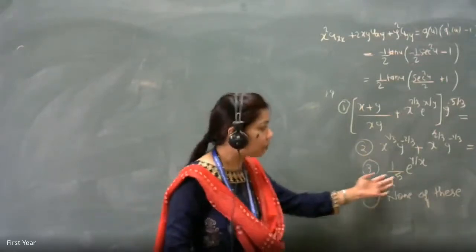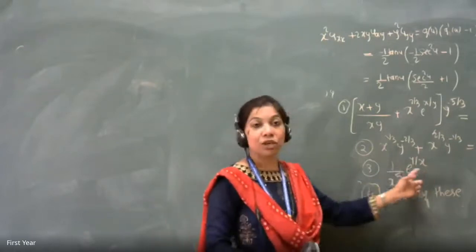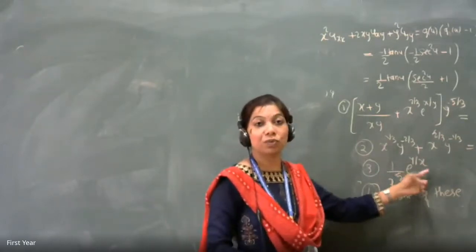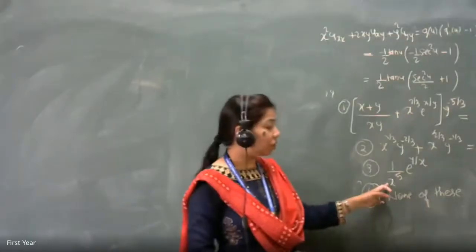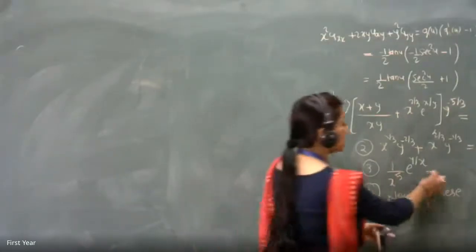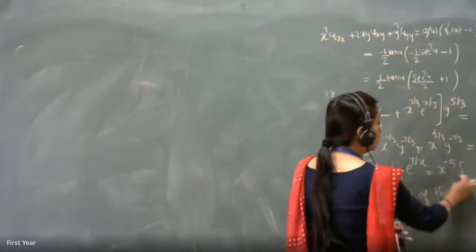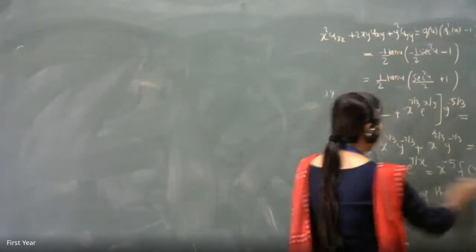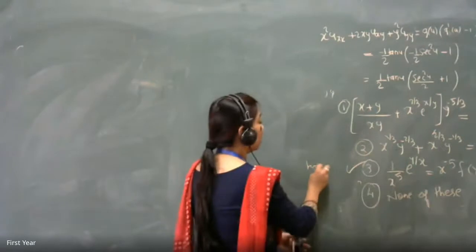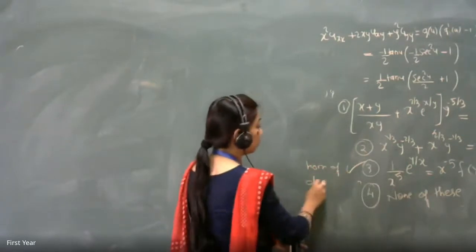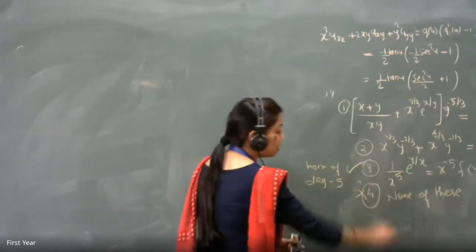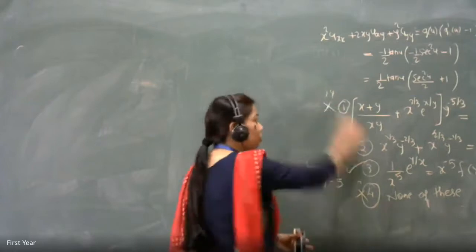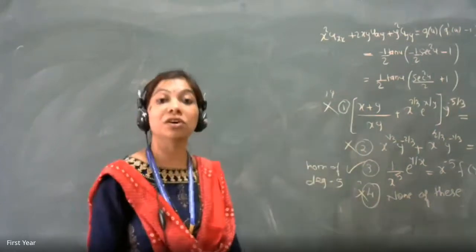This is very simple. This is e raised to y by x. So the degree of this term is 1 minus 1, 0. What is the degree of this? Minus 5. So I can rewrite this as x raised to minus 5 into some function of y by x. Therefore, this is homogeneous of degree minus 5. So none of these is not an option either. The second one is also not an option. The first one is also not an option. Third is the answer. Is this okay?